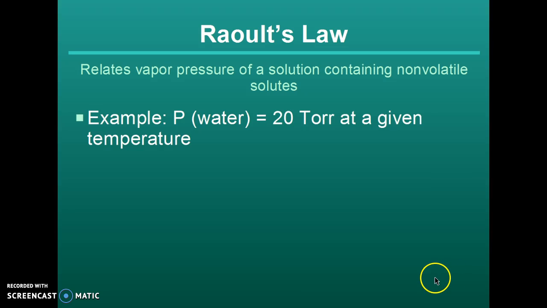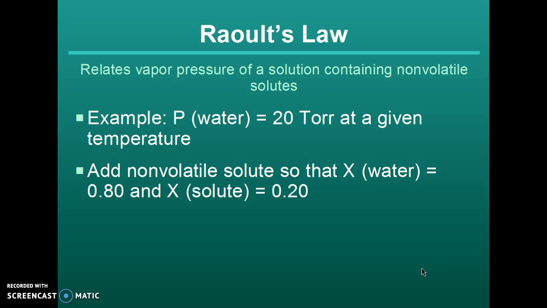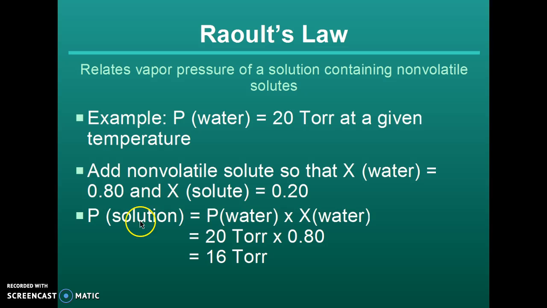For example, the vapor pressure of pure water is 20 torr at a given temperature. If we add a non-volatile solute so that the mole fraction of water is 0.8 and the mole fraction of the solute is 0.2, they have to add up to be 1, then the pressure of the solution is equal to the pure pressure of the water times X, 20 torr times 0.8, and now we have a vapor pressure of 16 torr in the solution.